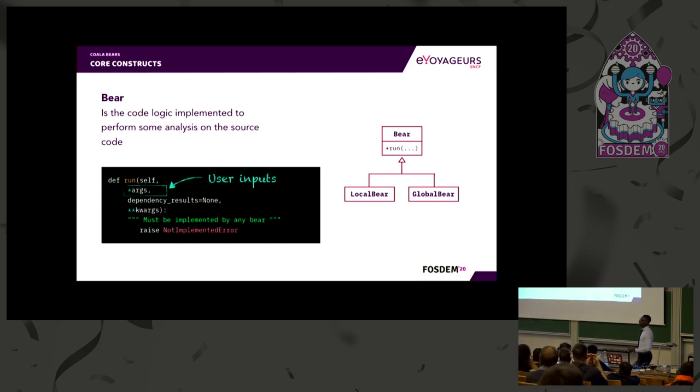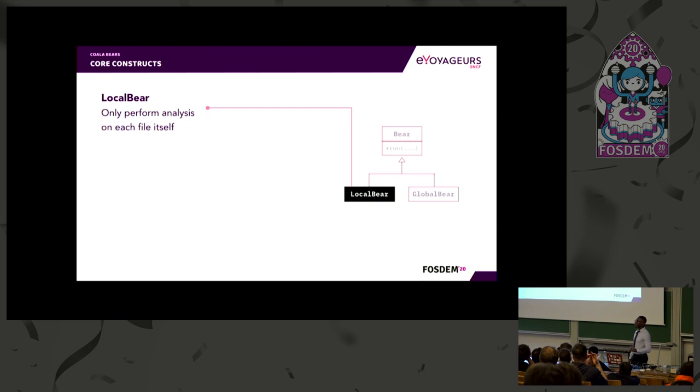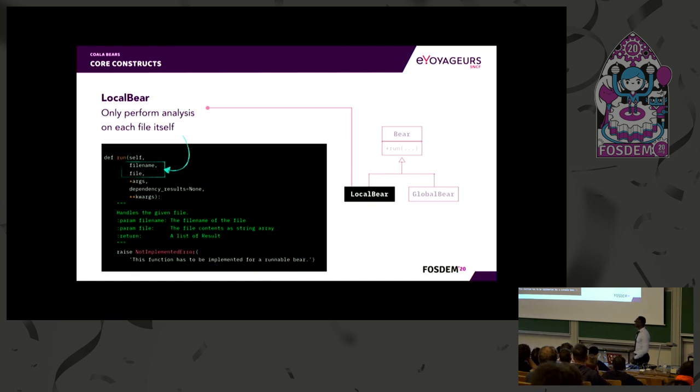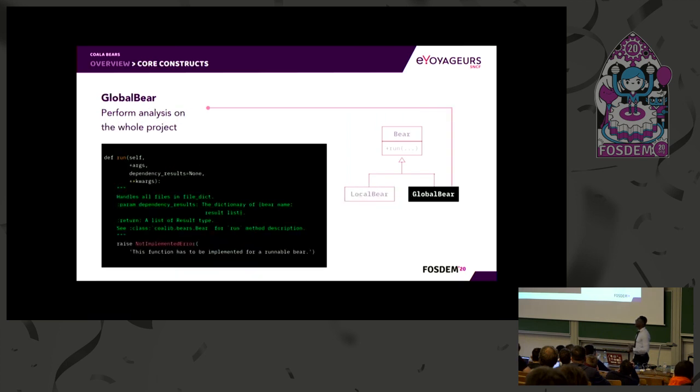And you can also have user inputs as args, which are provided by the framework. Local bears run on every file of your project. And the run function provides the file name and the file content for you to run your algorithm. Also user input and settings. And global bears are to run analysis on the whole project. As you see in the run function, you don't have the file, but you can do some internal things to do whatever you want with your files.